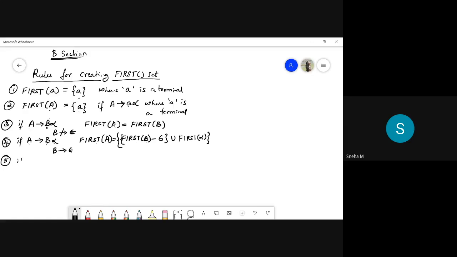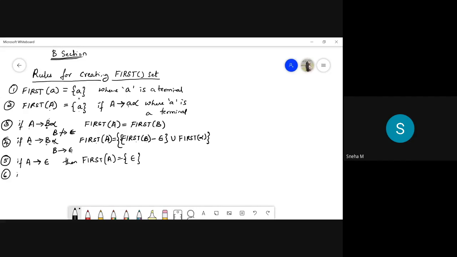So in this case, A wasn't giving epsilon directly. It was indirect, because A can give B, and B can give epsilon. But if A directly gives epsilon, then first of A will have epsilon in the set.